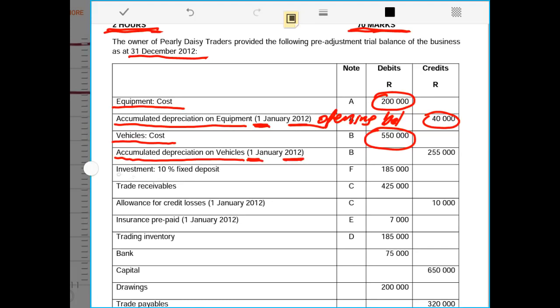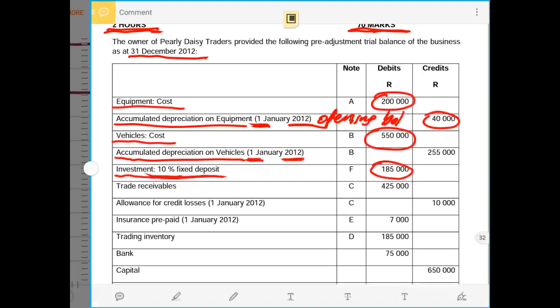Then after we are given investment, fixed deposit investment at 10% being 185,000 rands. Remember, this can be a current asset or a non-current asset. It depends on the maturity date of the fixed deposit. If it matures in the next 12 months, it's a current asset. If it matures in more than 12 months, it becomes a non-current asset. However, you'll see that in the adjustment.